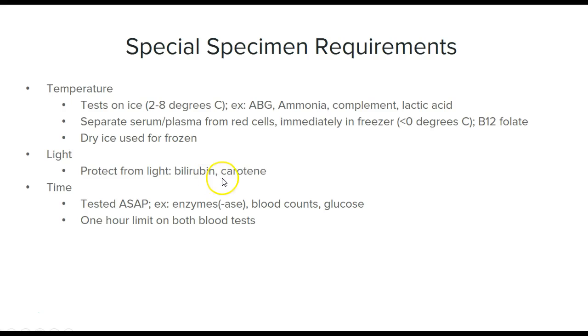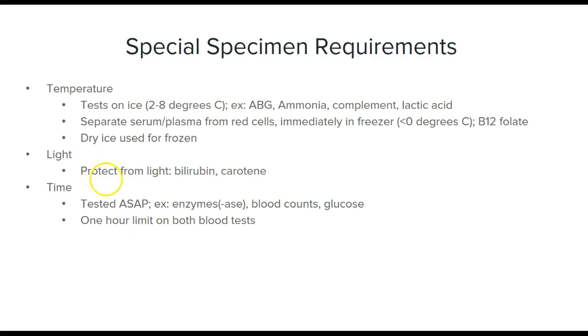Light: bilirubin and keratin are broken down by light. So what we do if we have bilirubin, they make these brown tubes that we put amniotic fluid in. Usually what we do when we're just checking for bilirubin in the serum or plasma is we go ahead and run it. We don't let it sit, because the light can break it down.